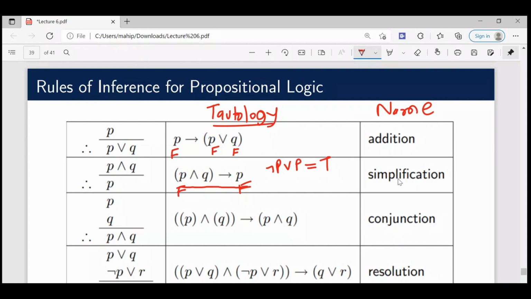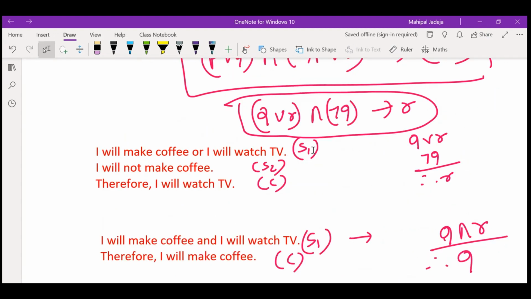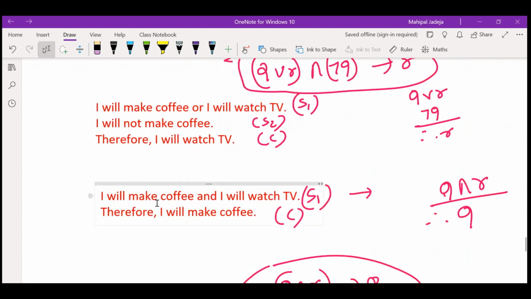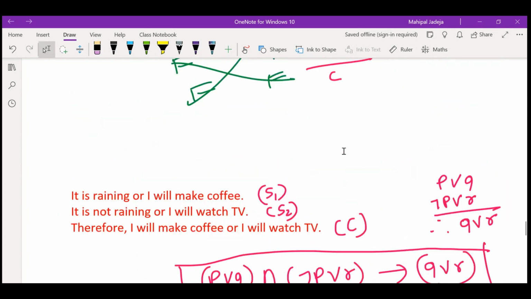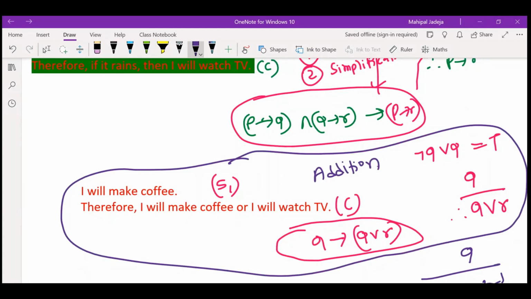Okay, how about the next one? The relevant example in this particular case, which one was it? Yes sir, S1 or C. The last one, right? I will make coffee and I will watch TV. Therefore, I will make coffee. This corresponds to which rule? Simplification. The first rule was addition, so the earlier one corresponds to addition, right? Okay, fine.